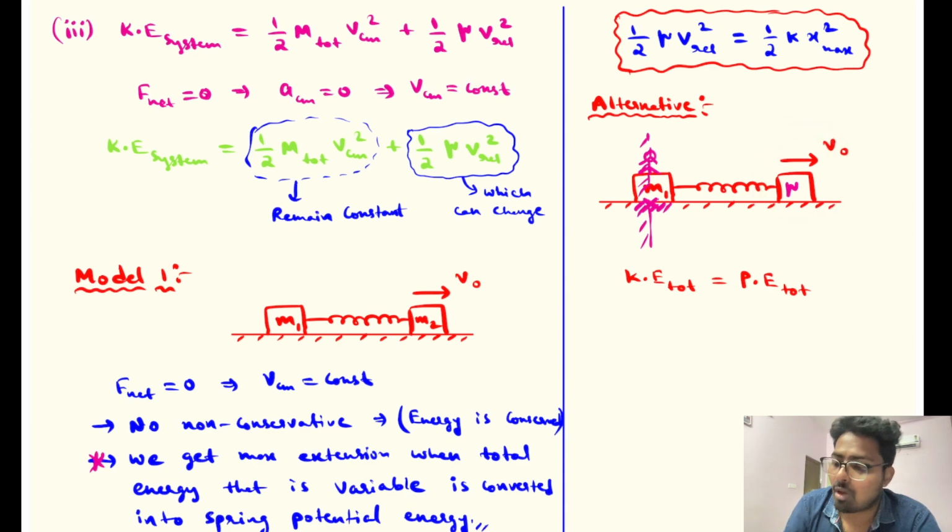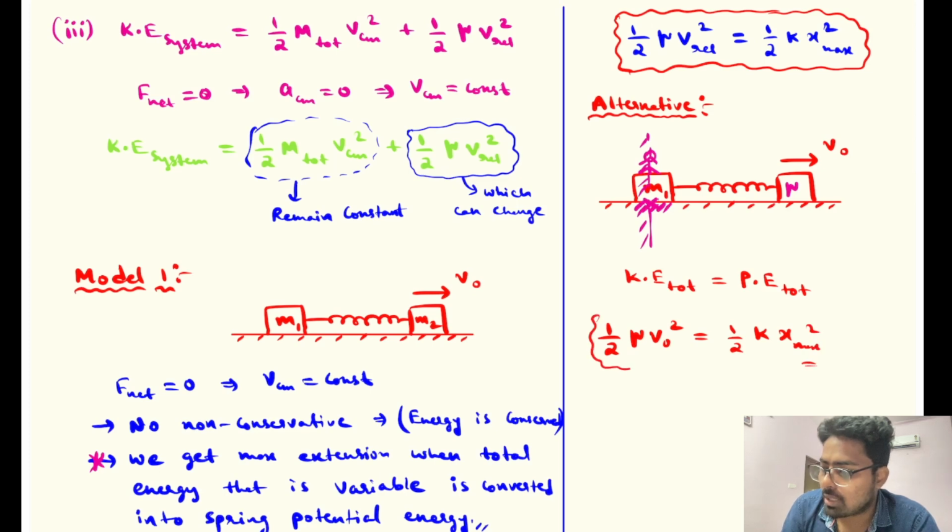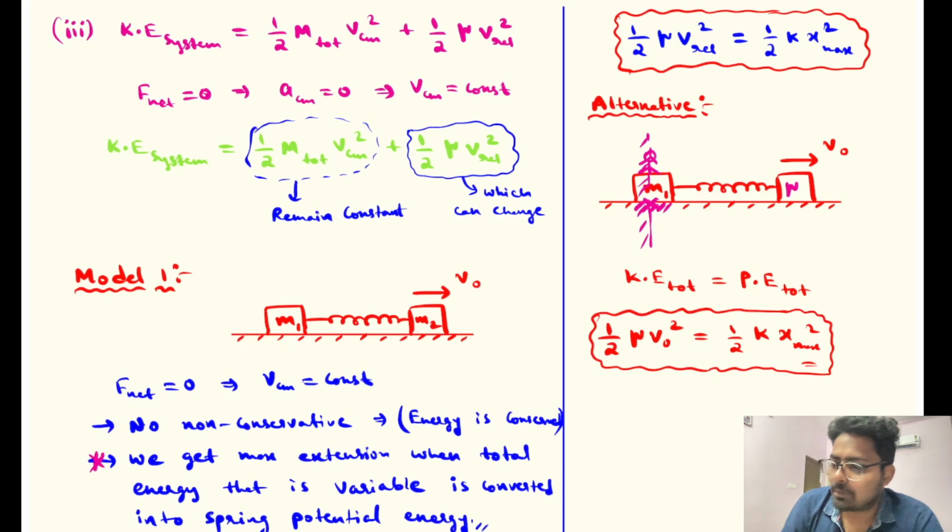Kinetic energy of a block formula is what? Half mv square. So half into mass of that block, which is mu, into v square, that is v0 square. And what is the potential energy stored in the spring? Half k x max square. So you can clearly see that I got the same result by approaching in two different ways.